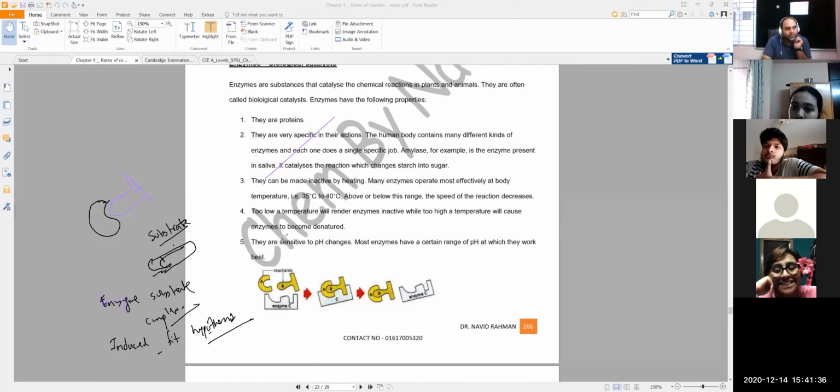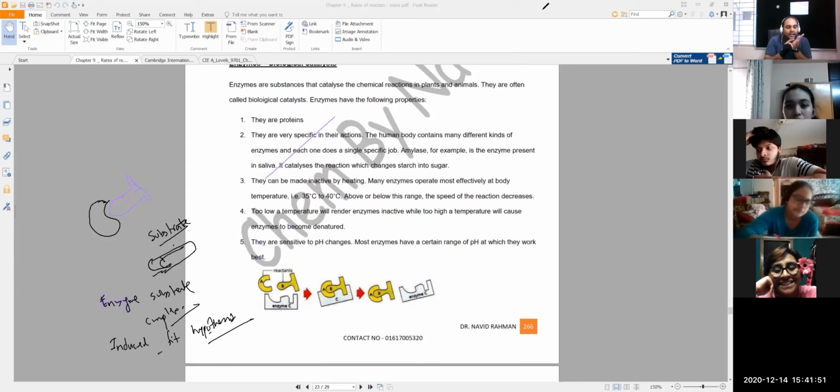What we need is how is enzyme different from a catalyst? Number one, a catalyst is a chemical substance, right? And enzyme is a protein. Okay. Number two, the function of a catalyst is not dependent on temperature or pH.